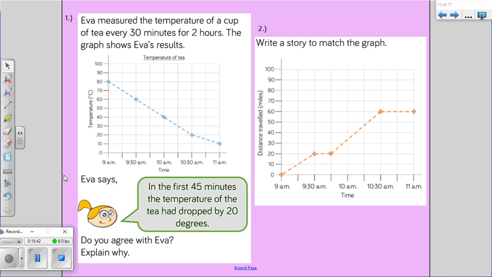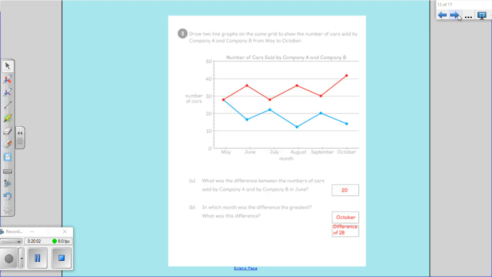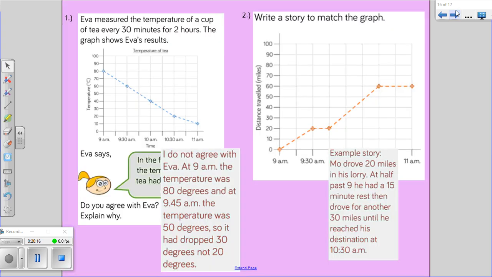Okay, so hopefully you've had a go at the worksheet, you've given yourself enough time, and you've even had a go at the extension questions as well. So here are the answers. So this is the first page. And here is the second page. So you may have used different colours. Okay, and then here are the answers to the extensions as well. Your story might be a bit different to this.